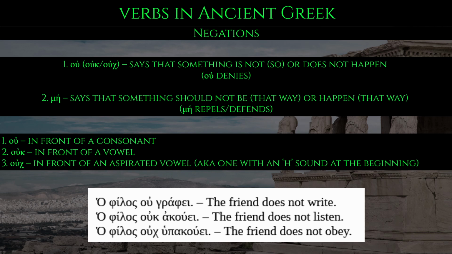Now, three simple sentences to demonstrate this. First, ho philos ou grapheі. The friend does not write. Ho philos ouk akouei. The friend does not listen. Ho philos ouch hypakouei. The friend does not obey. Very easy sentences here, yet already our first steps on the shore of ancient Greek.